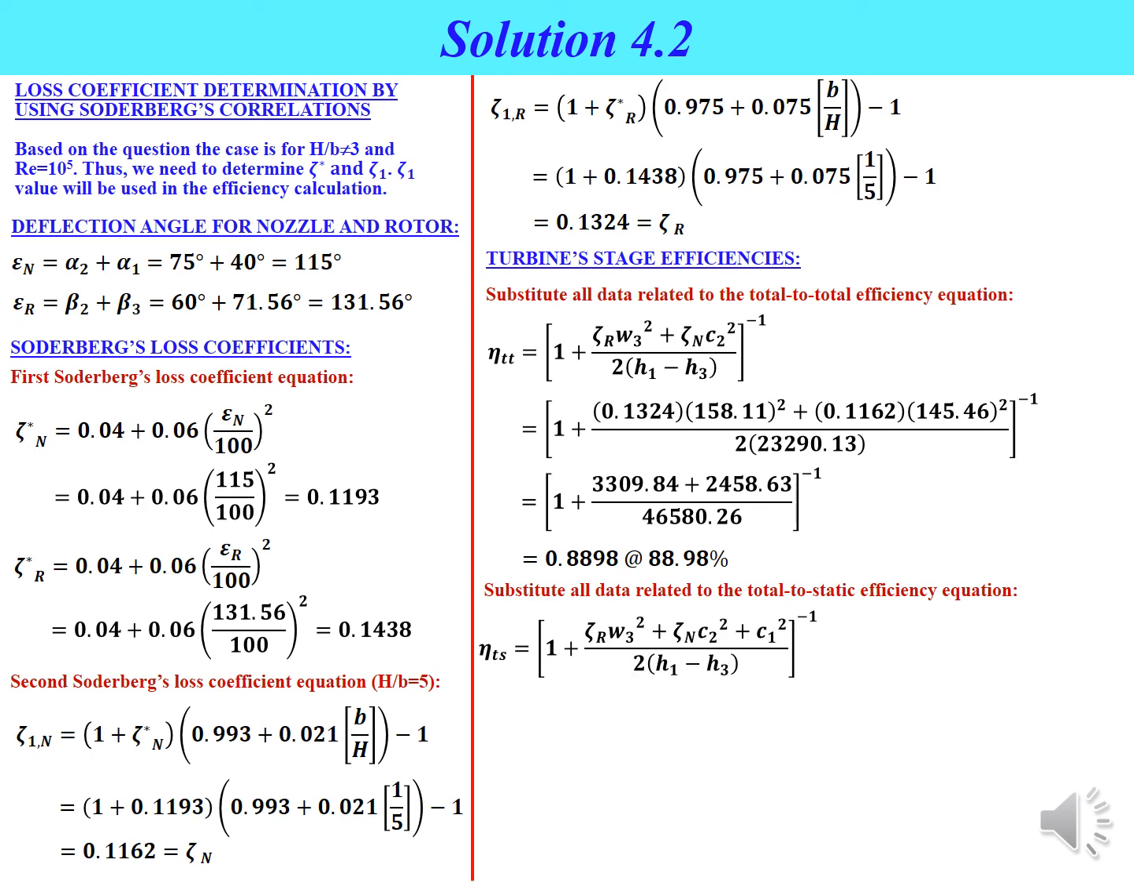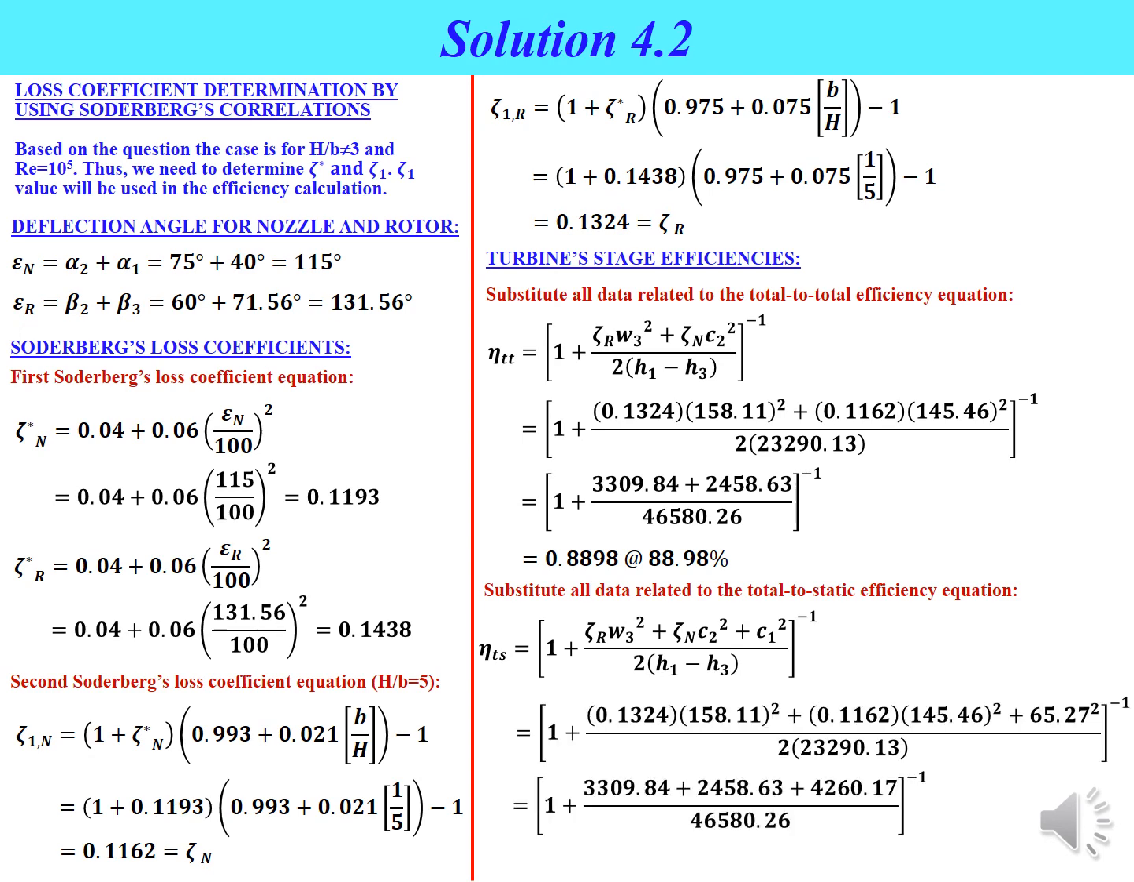However, for the total to static efficiency, we use a similar method, because now we already have all the values needed to substitute into the equation. So we have zeta r, w3, zeta n, c2, c1, h1 minus h3. Just substitute all the data, and we can obtain the total to static efficiency, which is equal to 82.28%. Okay, that's how we use the Soderberg correlation in a problem that involves a turbine stage.